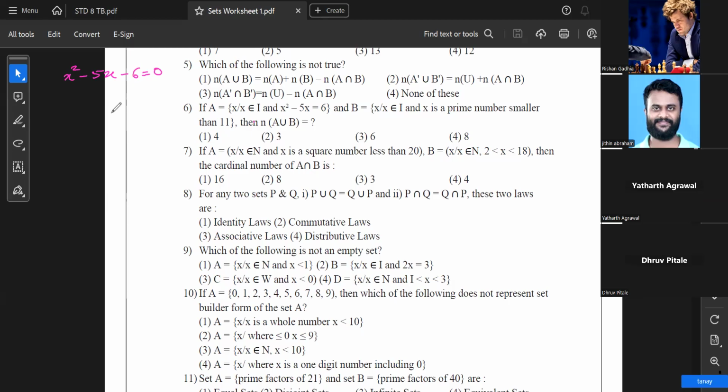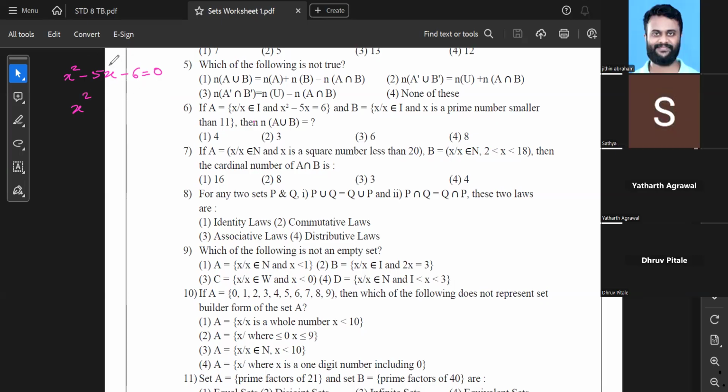Now, since you're in grade 8, I am assuming you might have been taught quadratic equation. Have you been taught? Yes, sir. No, sir. Okay, so for a few students, they are not taught.